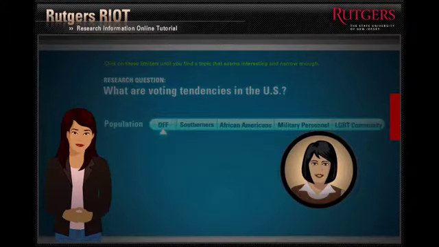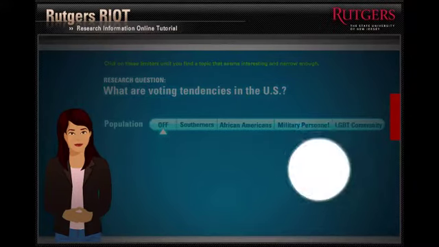Thanks for your help. I'm Ellie. My political science professor wants us to research a topic on contemporary voting tendencies in the U.S. for a 12-page paper. Can you help me with this?